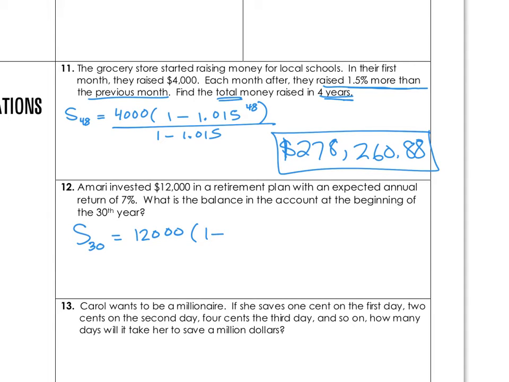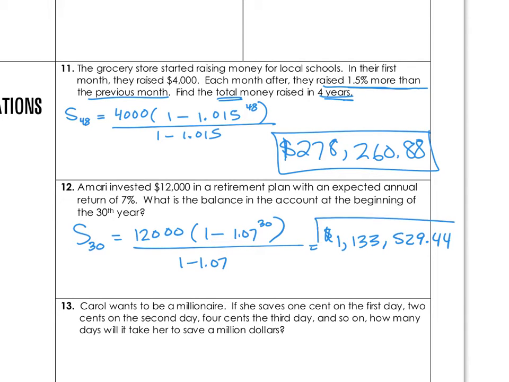Okay, 1 minus R. R is 7%, and it's increasing, so this would be 1.07. That is 30 over 1 minus 1.07. And that's a lot of money too. There we go. So again, make it look like money.